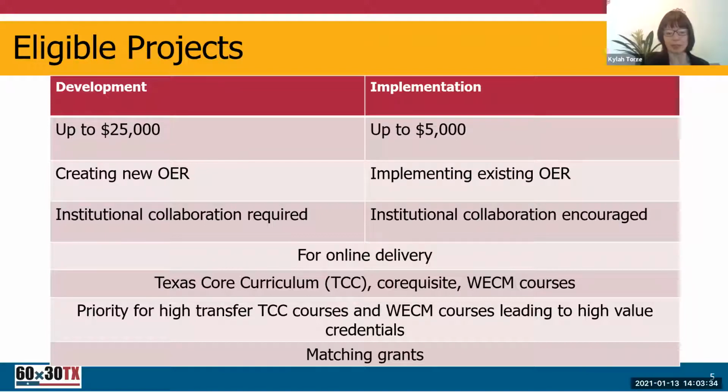For both types of projects, the OER developed should be for online delivery. It should be within one of those 3 content areas of Texas core curriculum, co-requisite, or WECM courses. We're giving priority for high transfer Texas core curriculum courses, and you can find the list of the 50 highest transfer courses in the state on the website. And also we're giving priority for WECM courses leading to high value credentials. And again, for both types of grants, we do require matching from the institution.